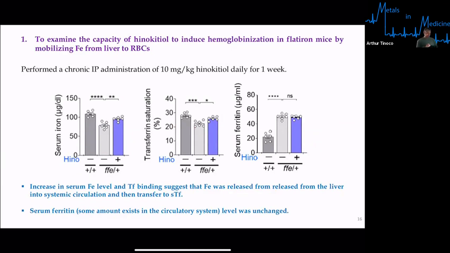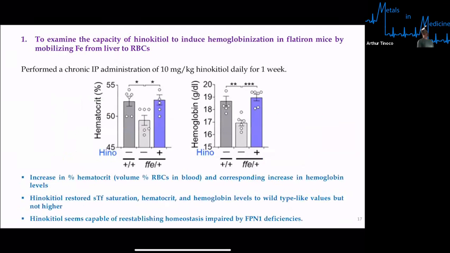So according to this, you do have an increase in the amount of iron that's available in the blood of the animal. Okay, so this was, again, the chronic administration. You also have an increase in the amount of iron that's bound to transferrin. And interestingly enough, no effect on the ferritin. There is some amount of ferritin that's in our circulatory system. So remember, that is our storage protein, in our cells, but there is some amount that's available in circulation, and that's actually not getting affected.